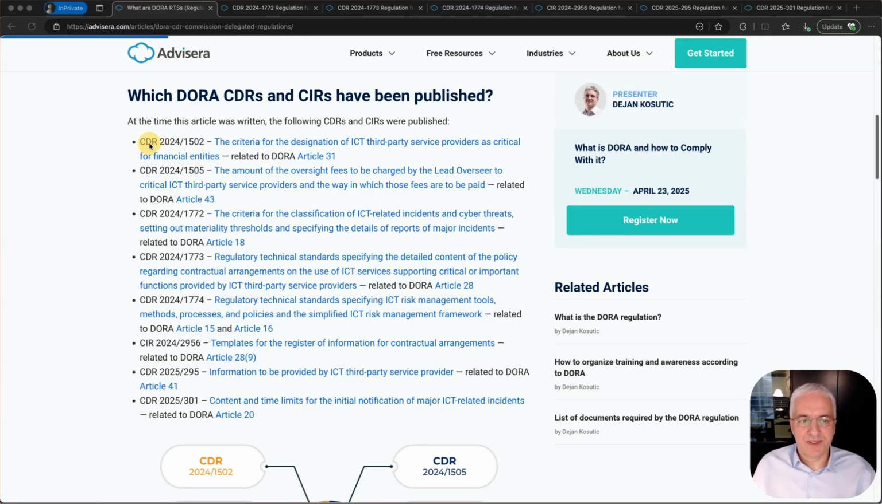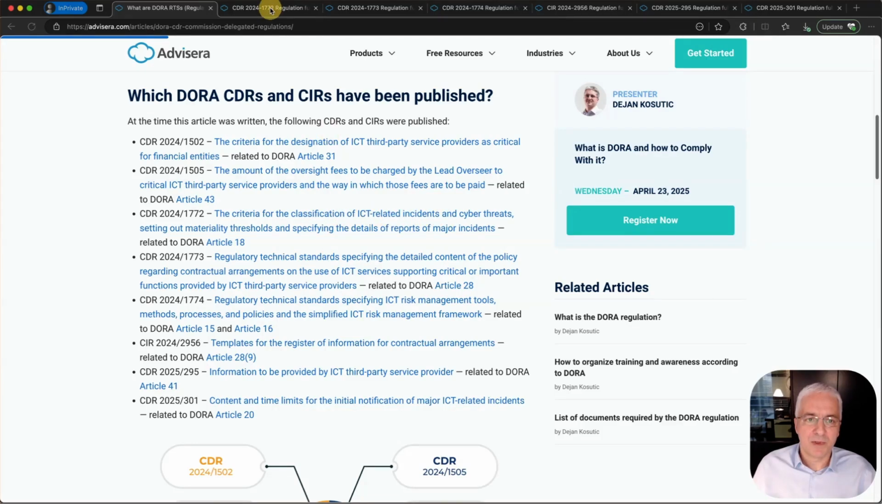So there's this CDR 2024-1502. It basically specifies the criteria by which these European supervisory authorities define which ICT third-party service provider is critical. 2024-1505, this one defines how much these critical ICT suppliers need to pay for oversight by these lead overseers. CDR 2024-1772, it specifies the classification criteria for ICT-related incidents and threats.